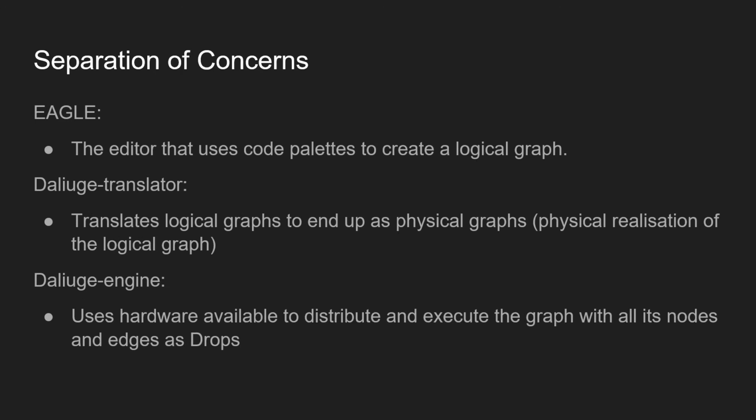EAGLE is the editor for the Advanced Graph Language Environment. It is the visual editor where logical graphs can be created using ready-made components linked together to show the flow of data. These logical graphs are translated by the translator using the provided algorithms into a physical graph, which contains the parameters of the code and the mappings to physical hardware available. This is then deployed to the execution engine, where drops are physically created, linked, and deployed on their specific hardware.